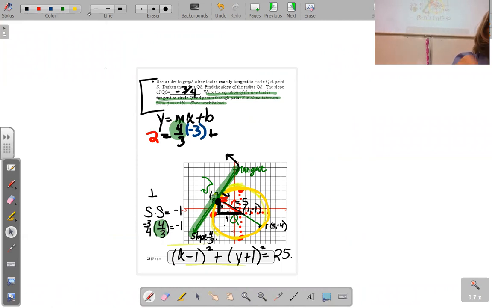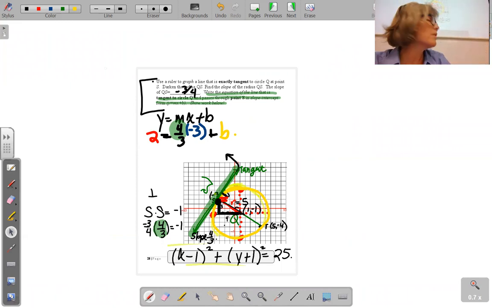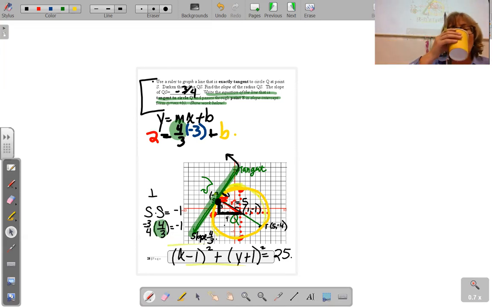And we are going to solve, sit in your assigned seats for B. It's just preventative. It should be in the back, yes.